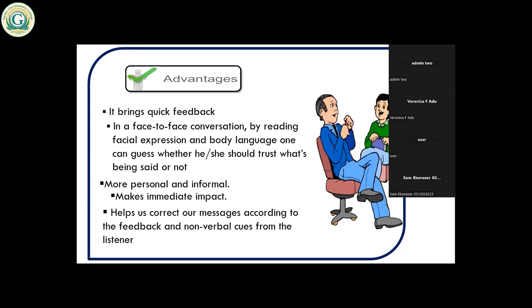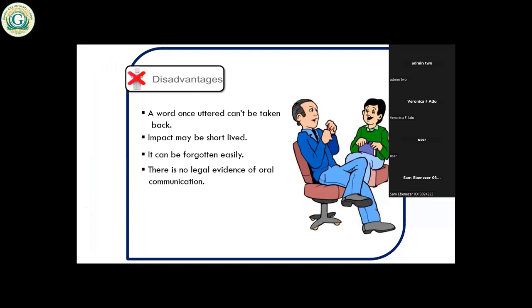It helps us correct our message according to the feedback and non-verbal cues. So these are some of the advantages. You can also see the disadvantages here. Once you utter a word, you cannot take it back. That is why I said it's irreversible. It can be forgotten easily. There is no legal evidence of oral communication.